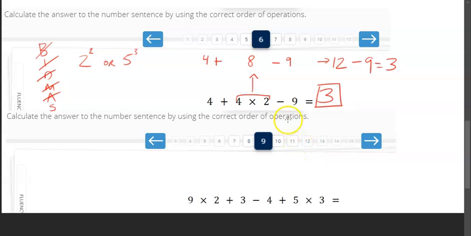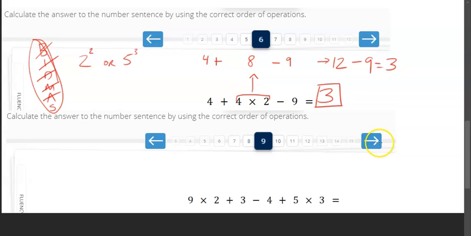Now some of you might think, can't we just work that out going from left to right? You'll notice that the answer will be different if you were to read this from left to right. 4 plus 4 is 8. 8 times 2 is 16, and 16 minus 9 is 7, which is a completely different answer to 3. So we have to use this set of rules of BIDMAS in order to complete the correct order of operations.